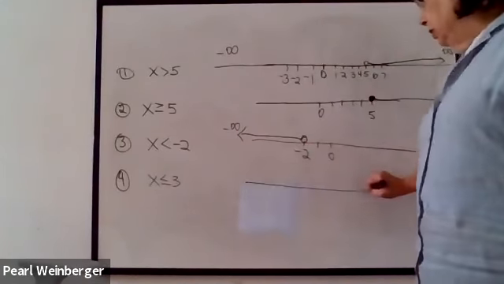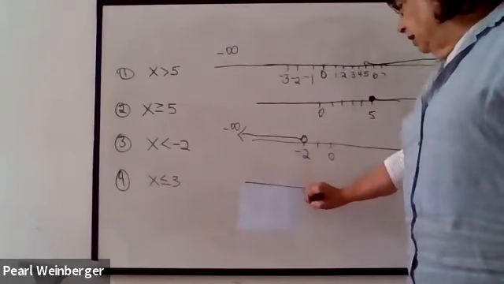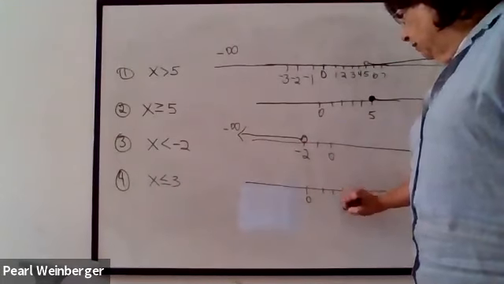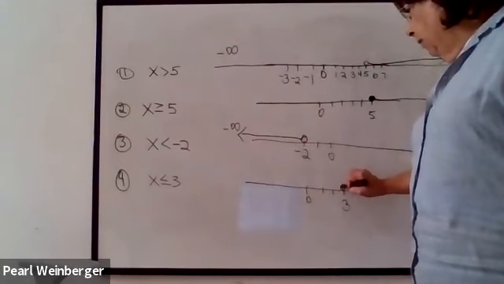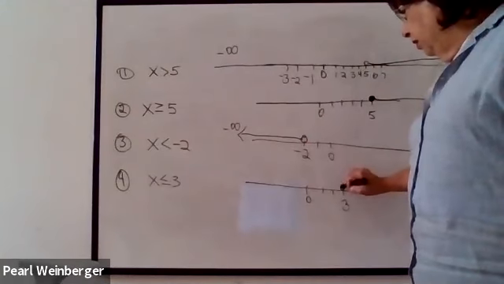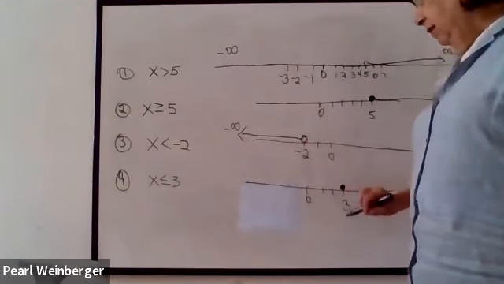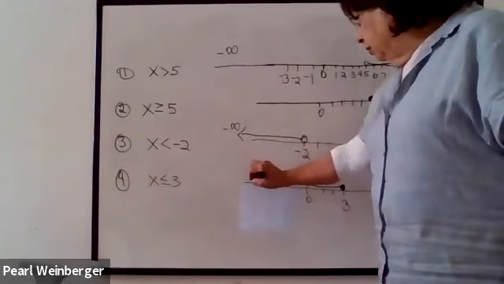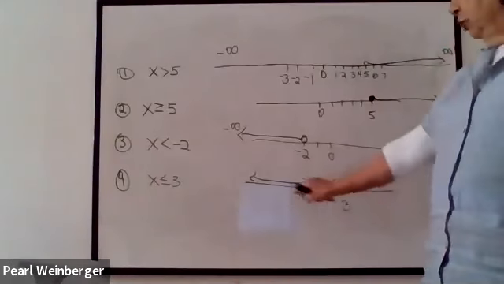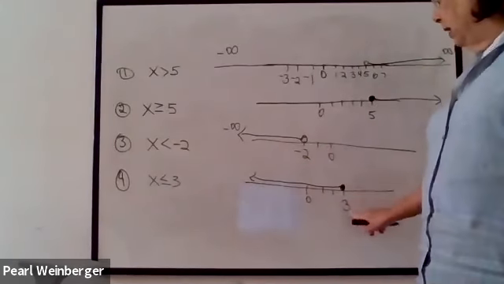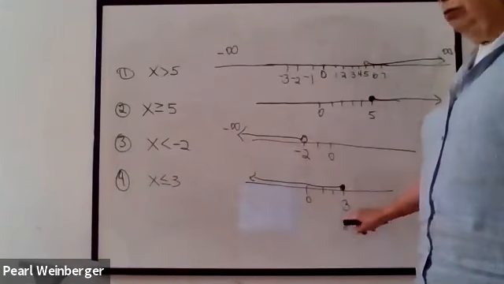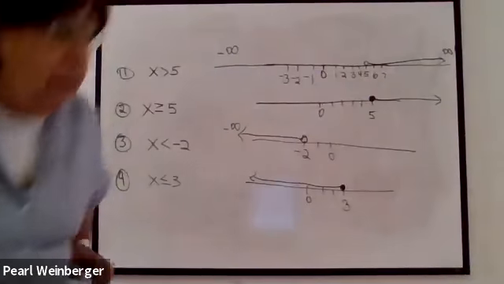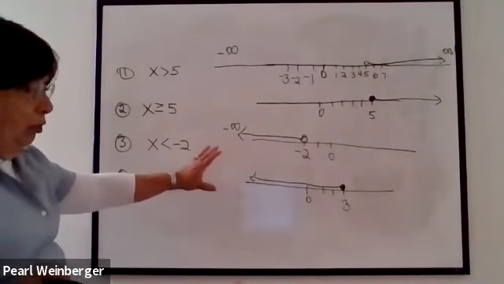This last one, where it says x is less than or equal to 3, in that case, I start at the 3. I would make a filled in circle at 3. And again, an arrow pointing to the left, because we're talking about the numbers that are less than 3, but we filled in the circle to include the 3 as well. So these are the 4 different types of inequalities we might encounter.